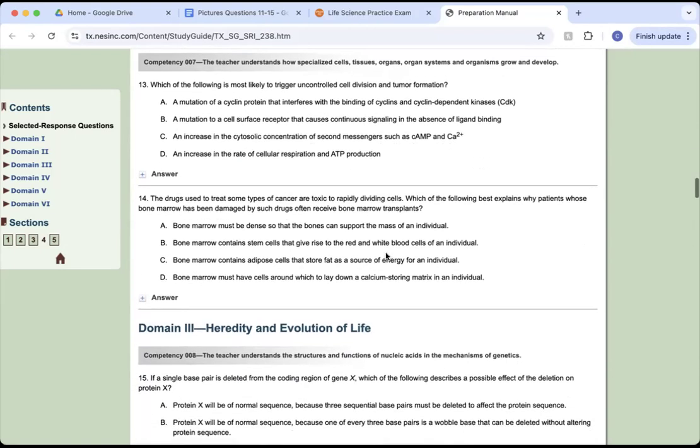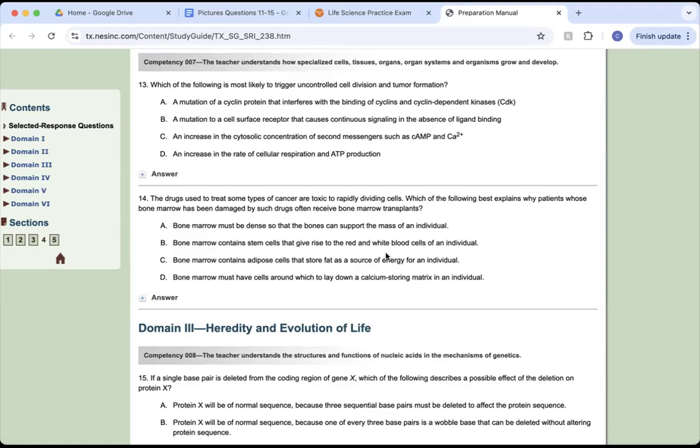So let's go down now to question 13. It says, which of the following is most likely to trigger uncontrolled cell division in tumor formation? A, a mutation of the cyclin protein that interferes with the binding of cyclins and cyclin-dependent kinases. B, a mutation to a cell surface receptor that causes continuous signaling in the absence of ligand binding. C, an increase in the cytosolic concentration of second messengers such as cAMP and calcium. Or D, an increase in the rate of cellular respiration and ATP production.